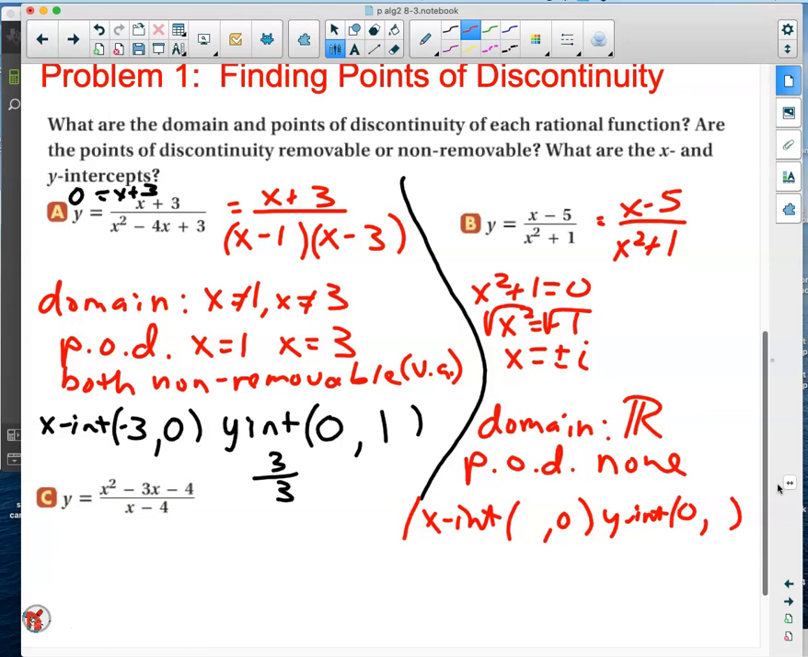So remember, the x-intercept is something, 0. So y has to come out to be 0. So let's go back up here. 0 will have to be equal to x minus 5. So what number will work for that?